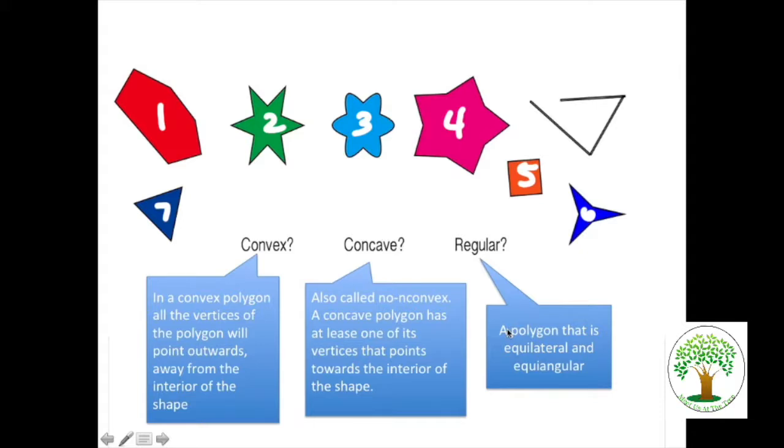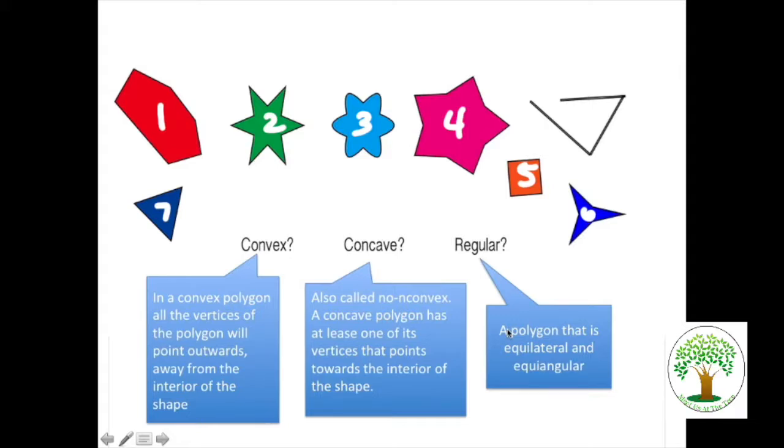All right, so let's talk about regular. A polygon that is equilateral and equiangular, so all its angles and all its sides are equal. So which of them up top, you can tell me by color or number or shape, which ones are regular? 5 and 7.